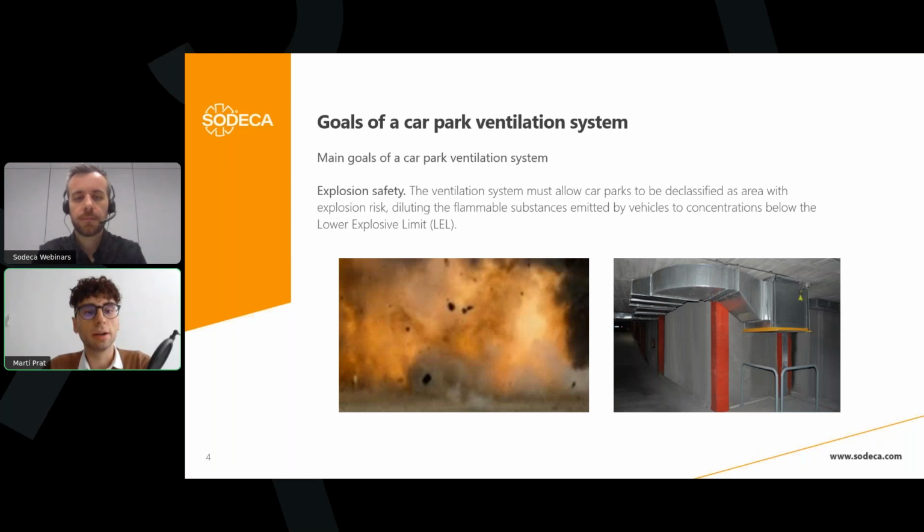Also, there is another main goal, explosion safety. By having this daily ventilation, we are already reducing the flammable substances emitted by these vehicles to below the lower explosive limit. So we are declassifying this car park area as an area of explosion risk.